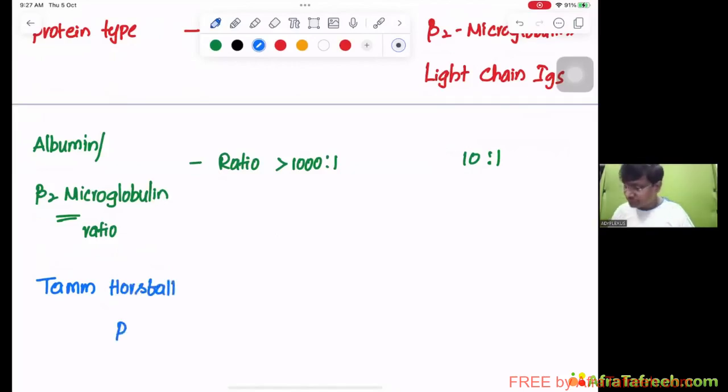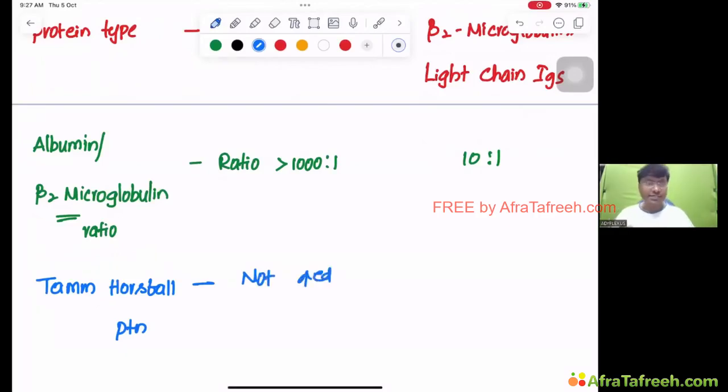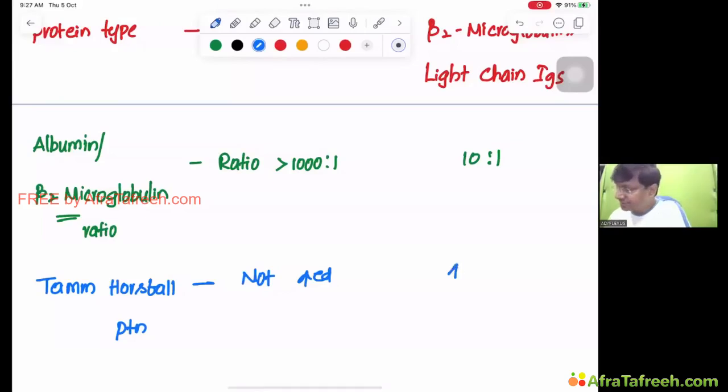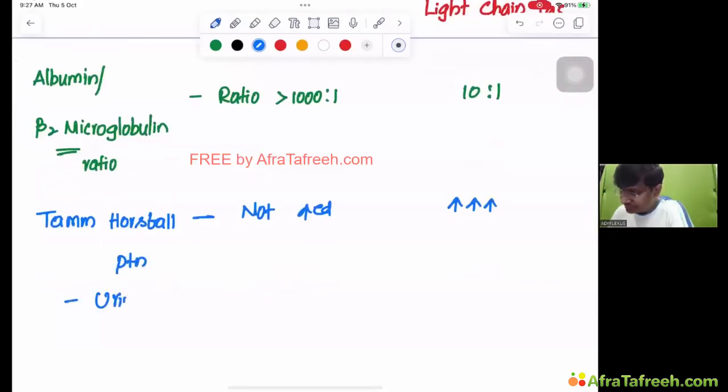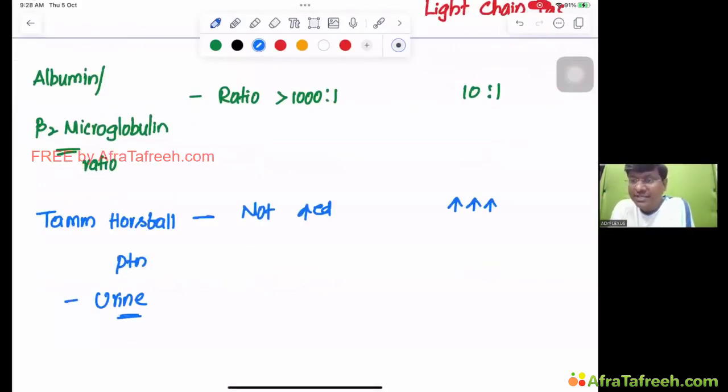The Tamm-Horsfall protein, you see that it is not increased in glomerular proteinuria. But the Tamm-Horsfall proteins are those which have to be absorbed by the tubules. But if there is tubular pathology, you will notice that there is increased Tamm-Horsfall protein appearing in the urine. Okay, so Tamm-Horsfall protein in the urine. Right? It is your tubular proteinuria. In tubular proteinuria, the Tamm-Horsfall protein secretion is grossly increased.